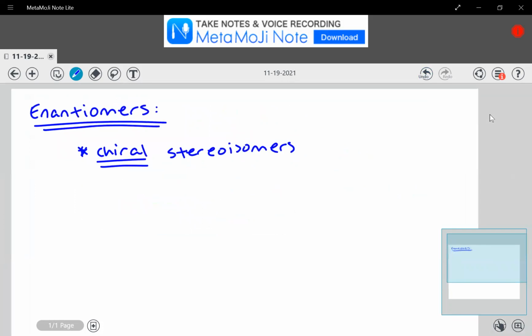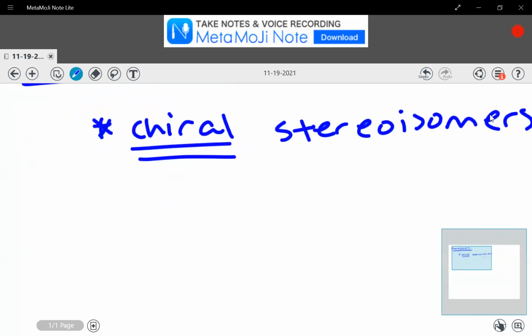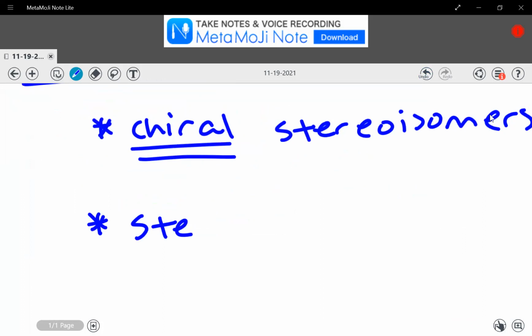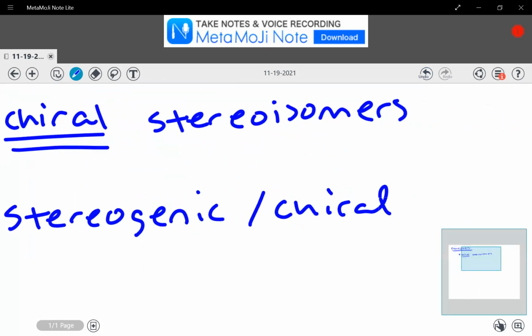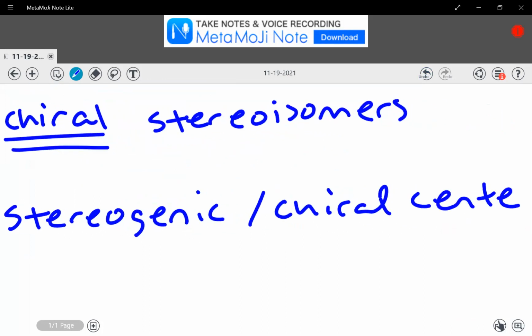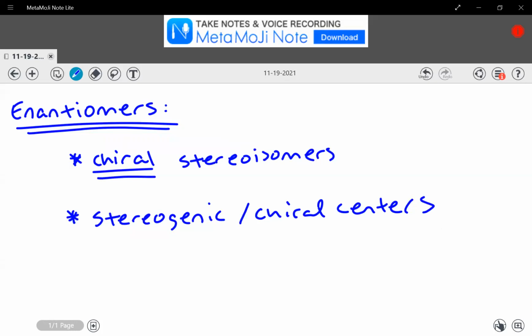And enantiomers usually contain one or more stereogenic centers. These are also called chiral centers, and we're going to go over what they mean in a little bit. So put in the back of your head, or maybe in the side of your notes.